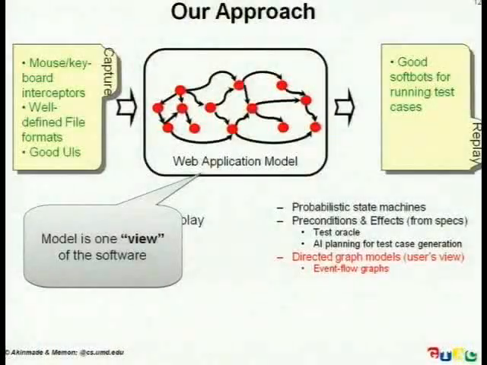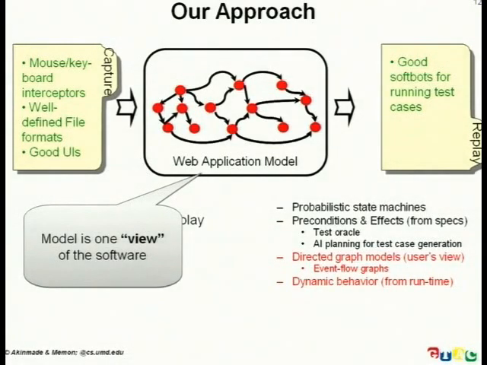If I can encode certain things like this for each event that a user can perform, then I can use this to build my test oracle, which can be used to verify if a test case executed correctly or not. Or we have used AI planning for test case generation. A planner will give you a sequence of events that you can replay automatically on the user interface or on a web application. I'm going to talk a little bit about event flow graphs that we have developed for this kind of work, so I'm not going to say much about them here.